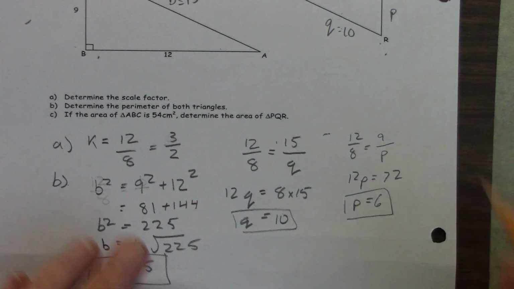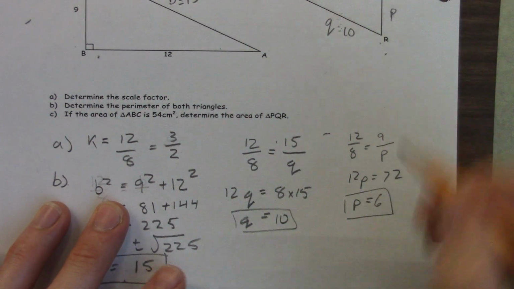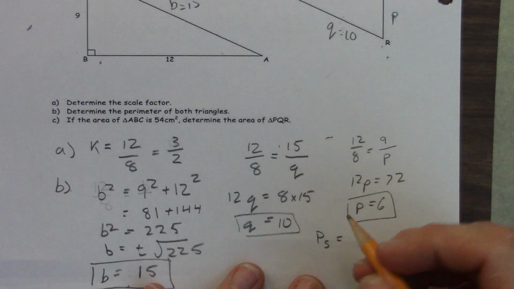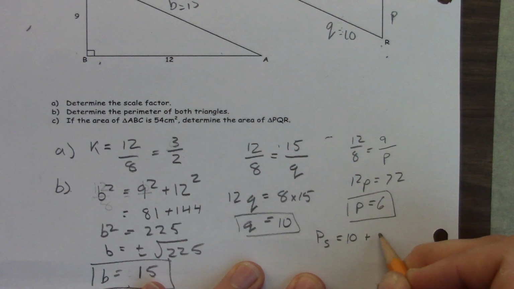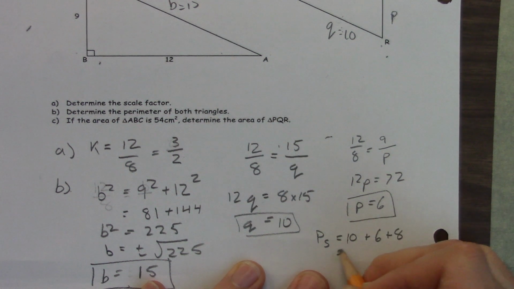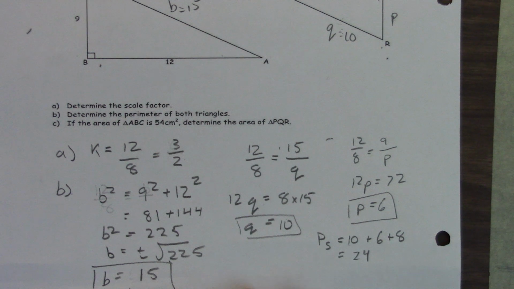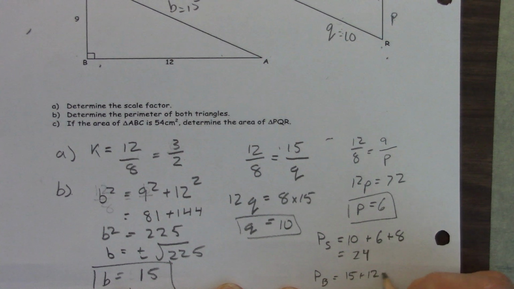All right, so we have P, Q, and 8. So the perimeter of our smaller triangle is equal to 10 plus 6 plus 8. 16 plus 8 is 24. The perimeter of our bigger triangle is equal to 15 plus 12 plus 9, which is 27 plus 9, is 36.